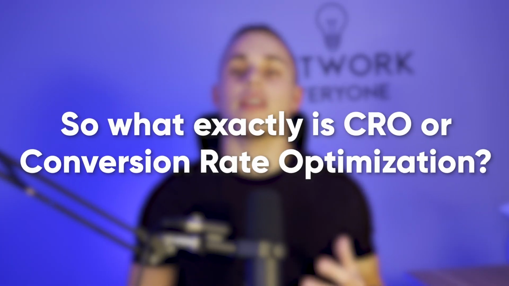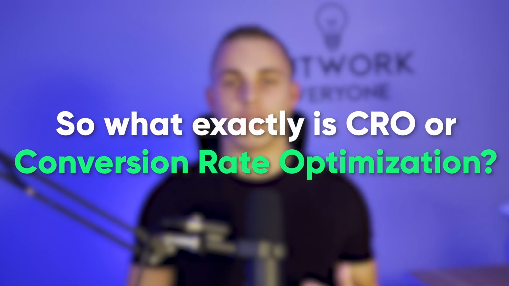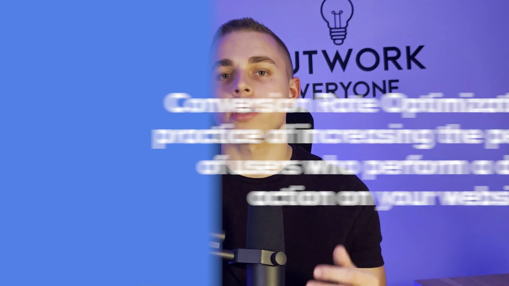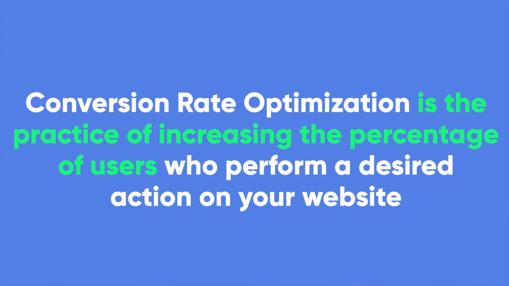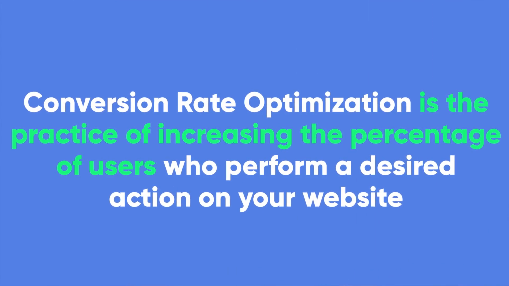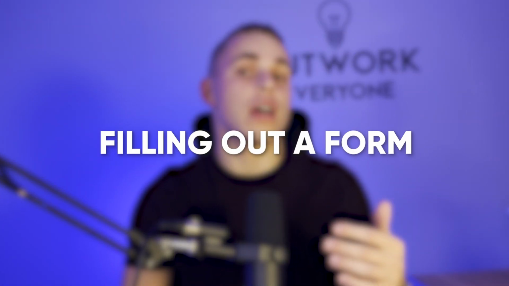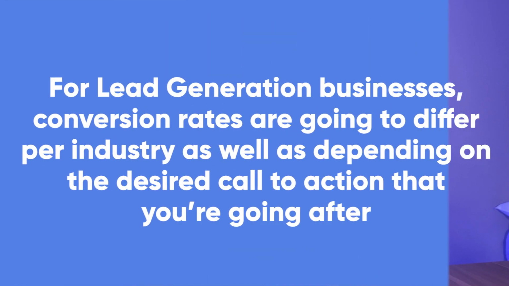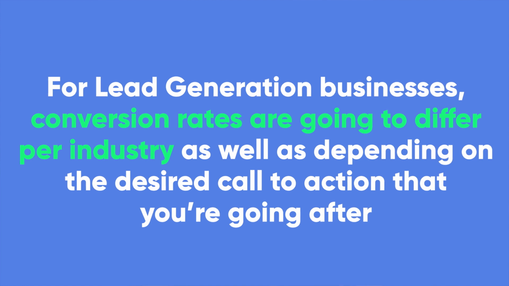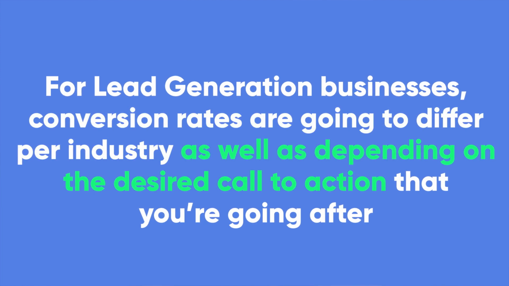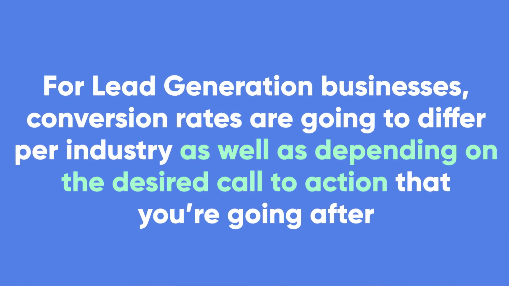So what exactly is CRO, or conversion rate optimization? Well, since we're going to be talking about lead generation businesses in this video, conversion rate optimization is the practice of increasing the percentage of users who perform a desired action on your website. And in this case, that action is going to either be filling out a form, booking an appointment, or calling into the business. For lead generation businesses, conversion rates are going to differ per industry, as well as depending on the desired call to action that you're going after.